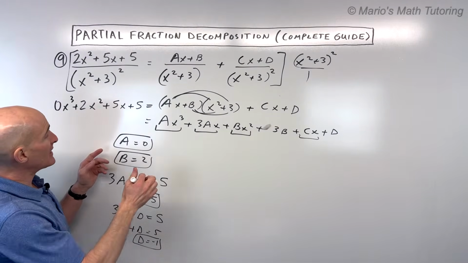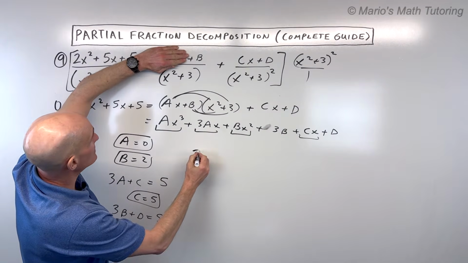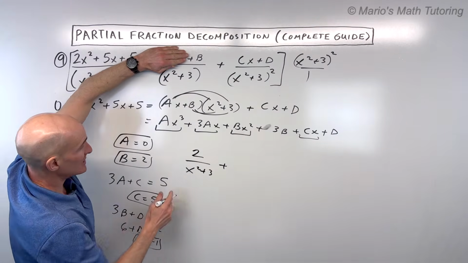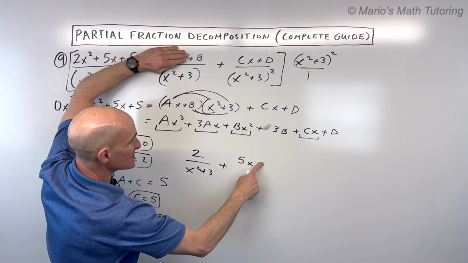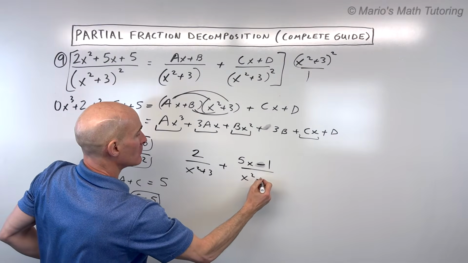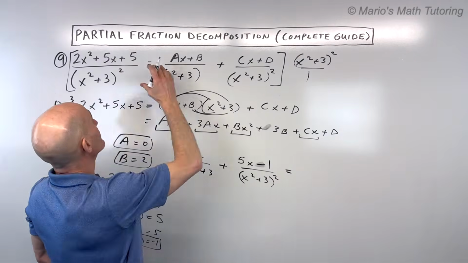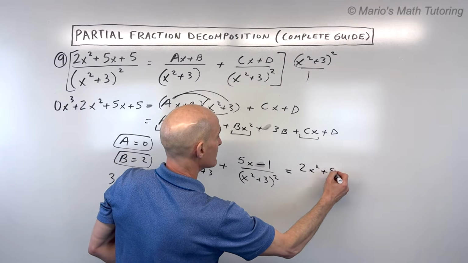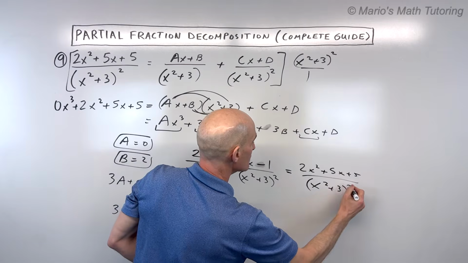So now let's put it back in. Now if a is 0, don't worry about it being 0. 0 times x is just going to be 0. So that's going to be 2 over x squared plus 3. C is 5, so that's going to be 5x plus d, which is -1, or I could just write this as 5x minus 1, over x squared plus 3 squared. Those are our partial fractions. Now I'd like to set it equal to the original, so that's 2x squared plus 5x plus 5 over x squared plus 3 squared.